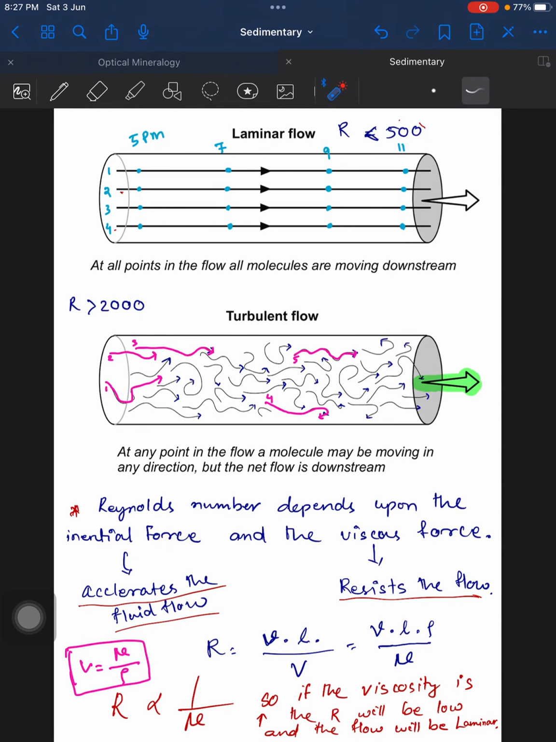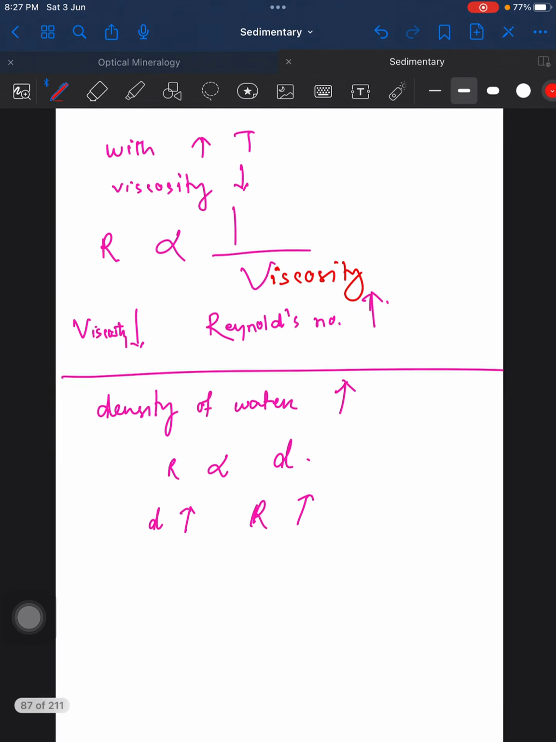This is very important. You see, the Reynolds number formula is all right, but inertial force is important and viscous force is important. So what is the work of the inertial force? Inertial force accelerates the fluid flow, and viscous force resists the fluid from flowing, meaning if viscosity is high, the fluid says I will not flow, I will stay here. Okay, so now we will be moving into the Froude number.